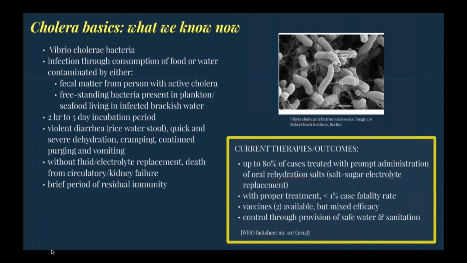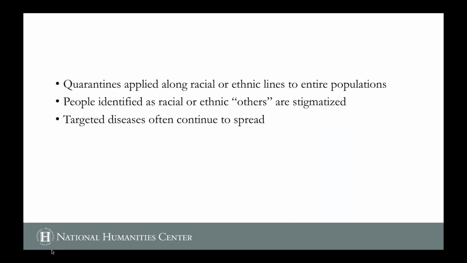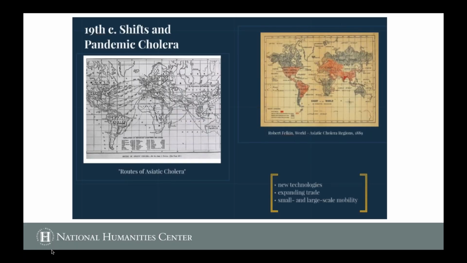And it's very easy to keep somebody alive with cholera if you rehydrate them with a salt sugar electrolyte replacement, like we would think of as being important for managing diarrheal disease or any disease that dehydrates you. But cholera is important in the 19th century because we see some really interesting shifts according to empire and expanding trade, new kinds of technologies.